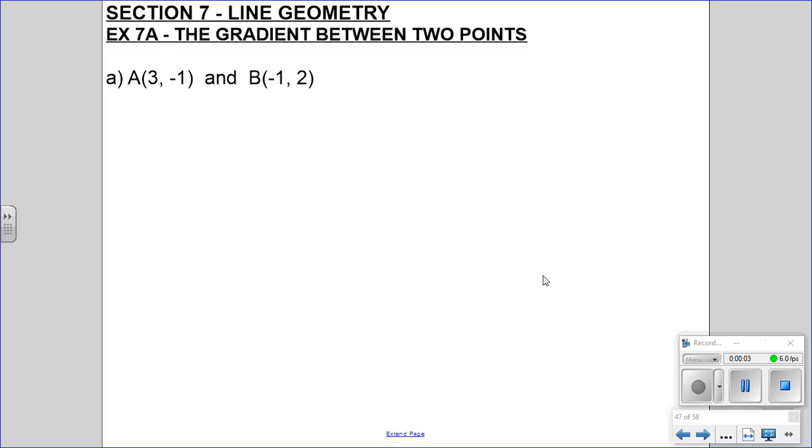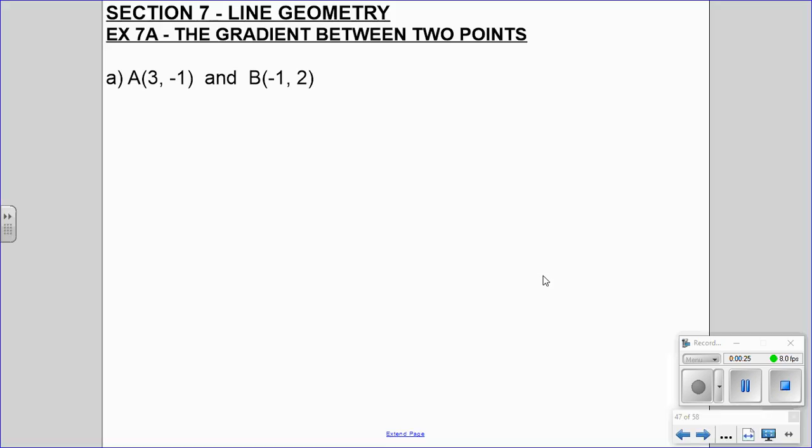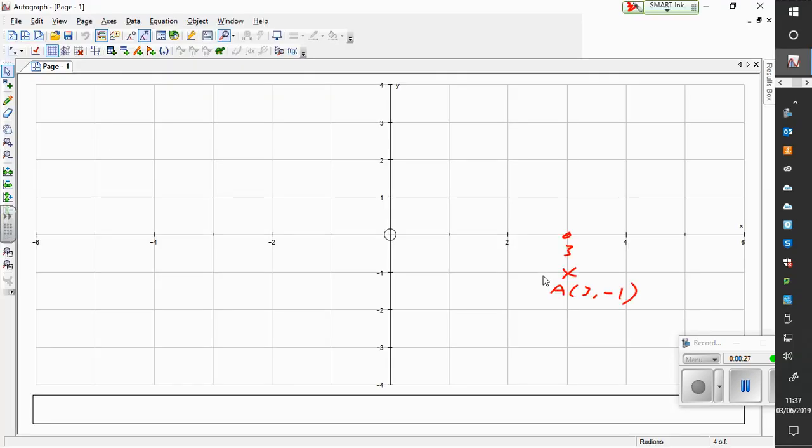Okay, hi everyone. So this time we're talking about gradients between 2 points. And what that really means is the gradient of the line connecting 2 points. So if we look at this, A is (3, -1), so let's plot this down: 3 across and minus 1 down, so there's A. And then we had B, which was (-1, 2). So minus 1's here and 2's up here, so there's B, (-1, 2), okay?